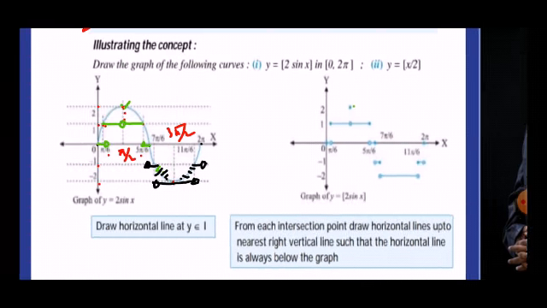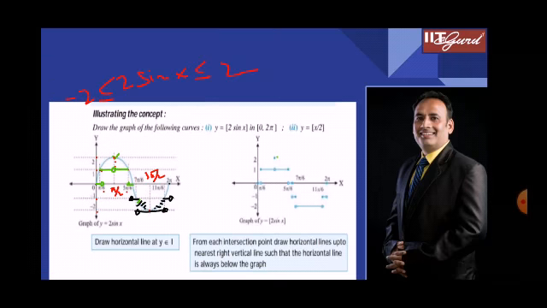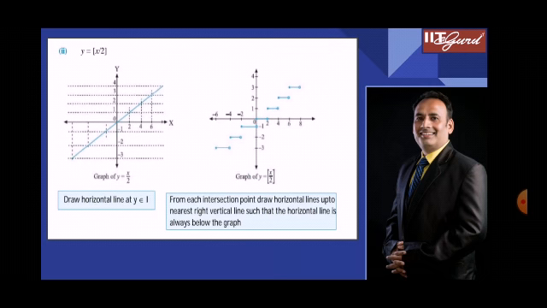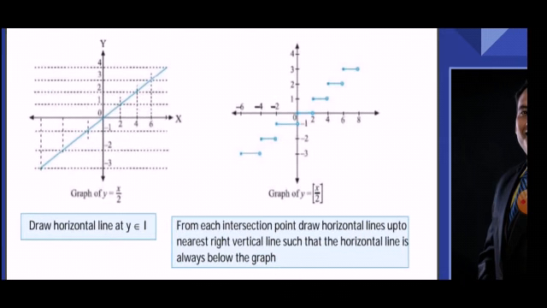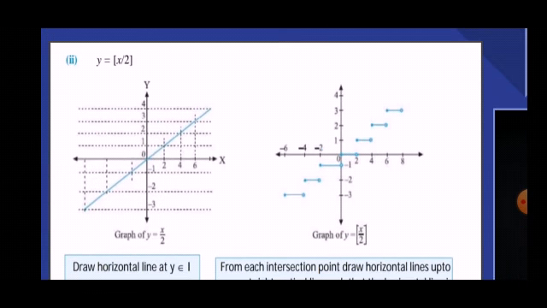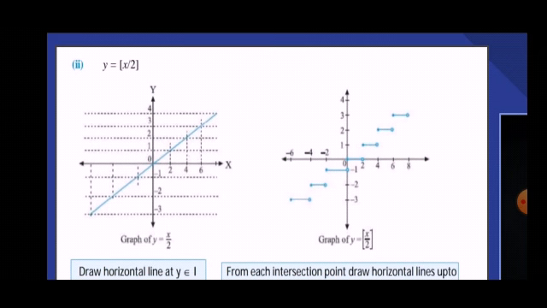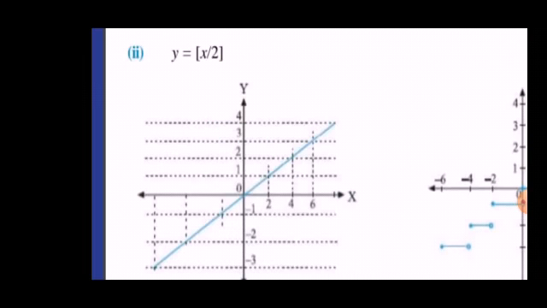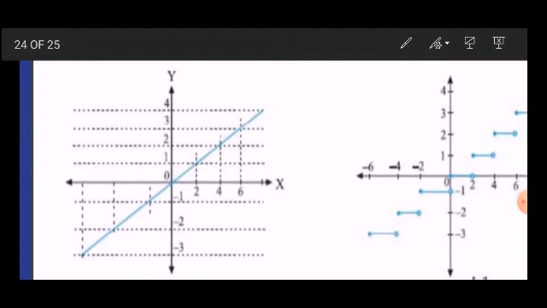So in this way we can draw g of 2 sin x. Now it is time to draw the graph of y equal to g of x by 2. So you have to draw first of all the y equal to x by 2 line graph. After drawing the y equal to x by 2 line, mark the integer points on the y axis, as these lines intersect the curve at different integral points.